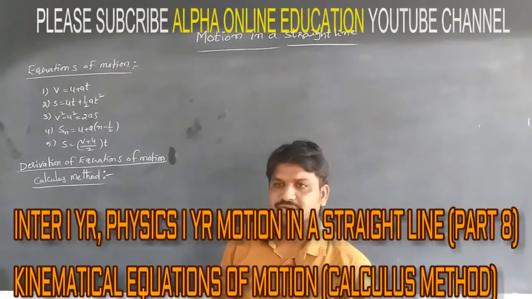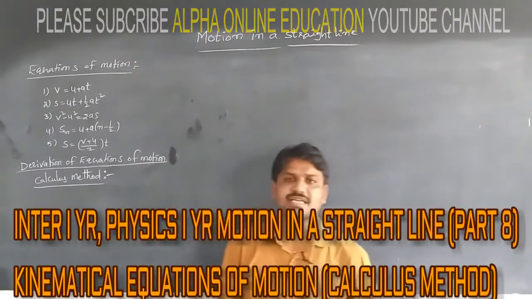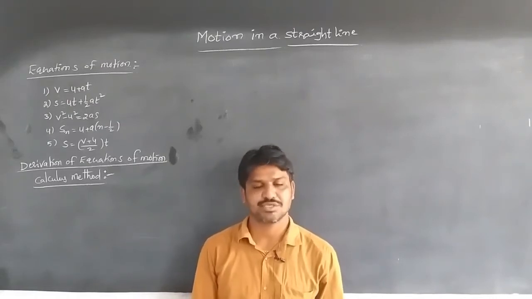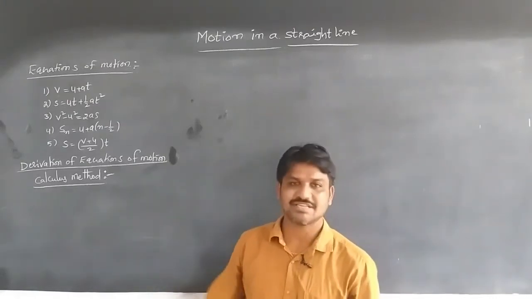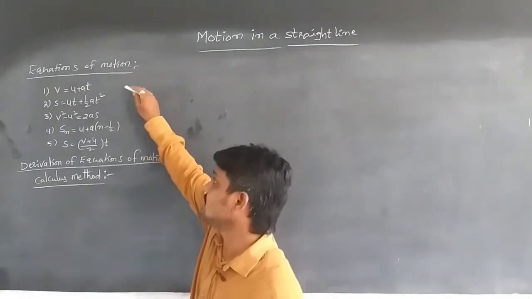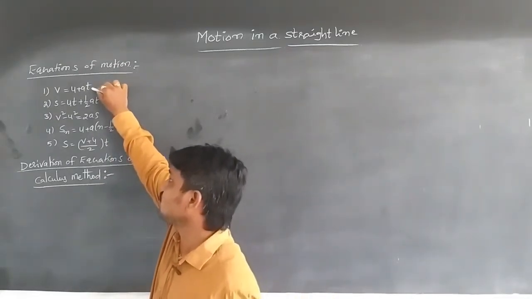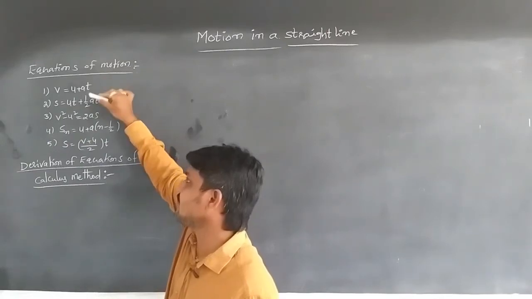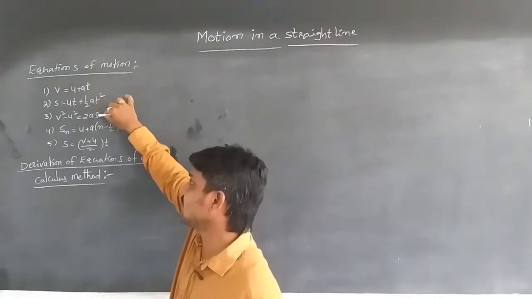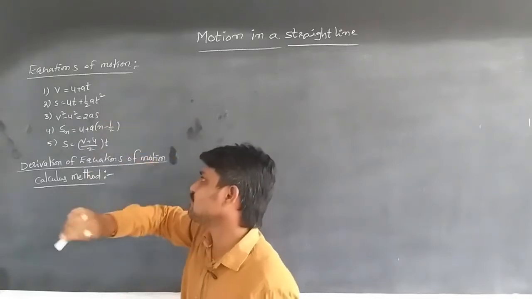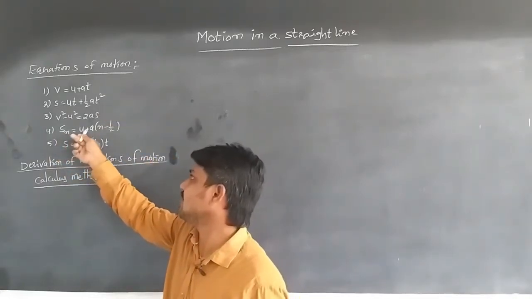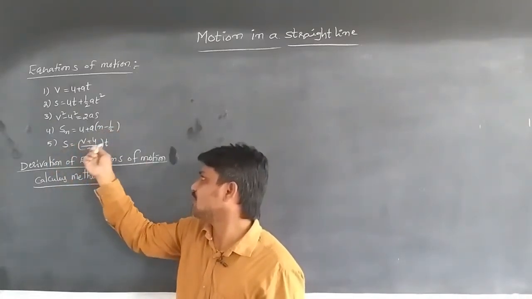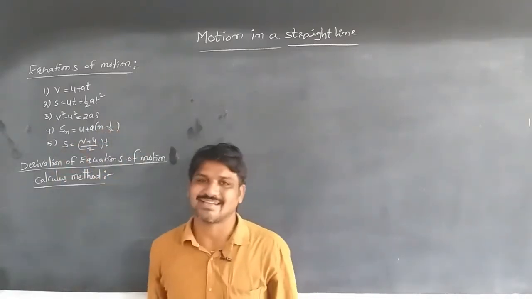In an earlier video, we discussed the kinematical equations of motion derivations using the graphical method. Using the graph, we derived the equations of motion: v = u + at, s = ut + ½at², v² − u² = 2as, and Sn = u + a(n − 1)/2, and s = (v + u)/2 × t. This will be the stopping distance.